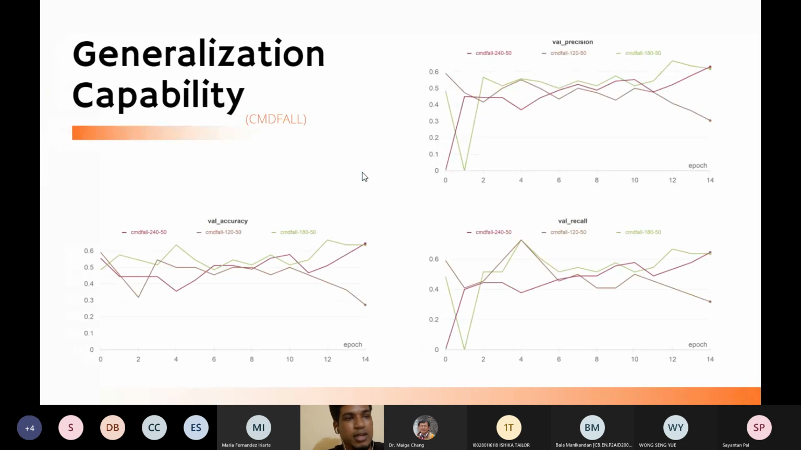So after that, we checked the generalization capability of the model. We completely introduced a very new dataset, the CMD fall dataset, where we used the pre-trained model from the URFT dataset to check the performance. And also we tried the incremental learning approach. We trained the model, which was pre-trained on the URFT dataset, on the CMD fall dataset. Even in this, I tried different approaches for 50 frames and 25 frames, and also different numbers of data samples.